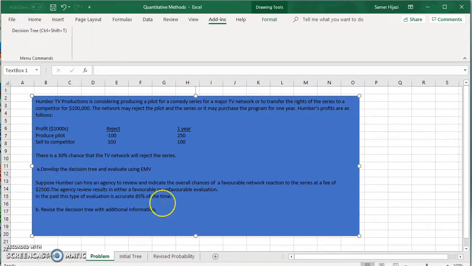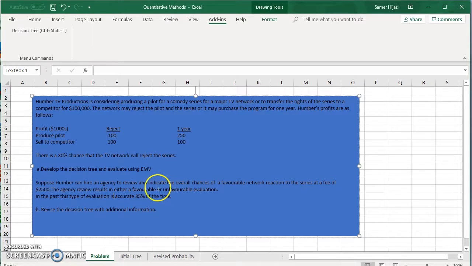Part B is saying here, suppose Humber can hire an agency to review and indicate the overall chances of favorable network reaction to the series at a price of 2500. The agency review results in either favorable or unfavorable evaluation. In the past, this type of evaluation is accurate 85% of the time. Revise the decision tree with the additional information.